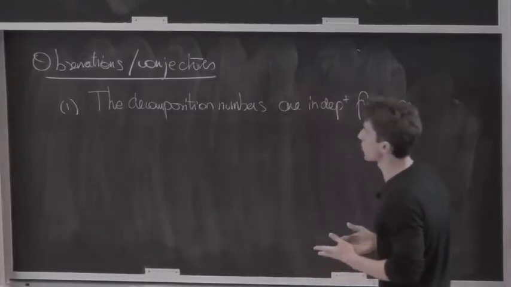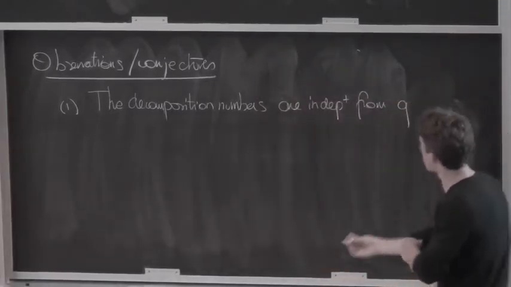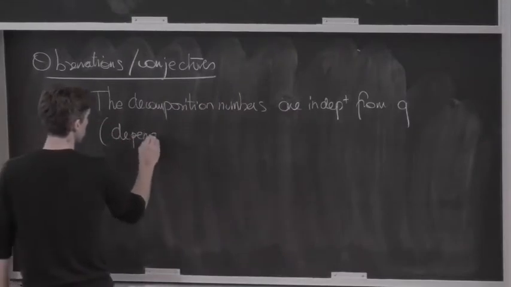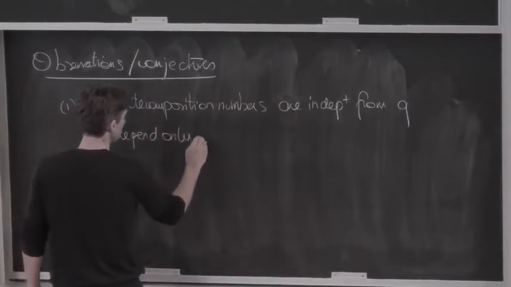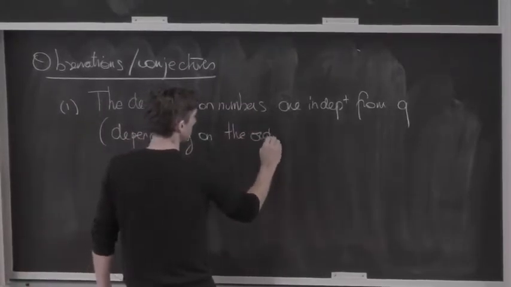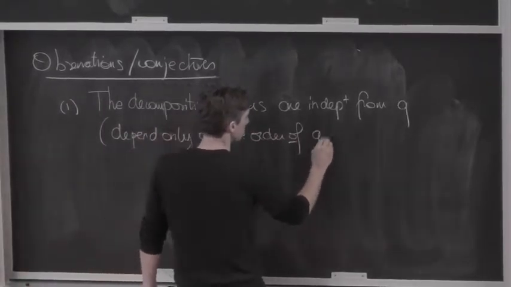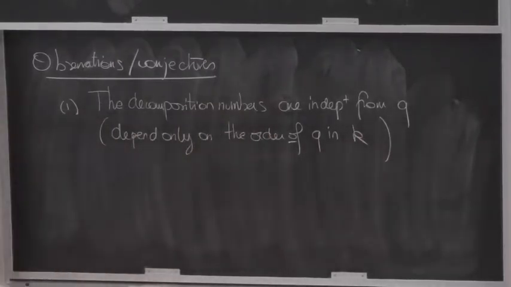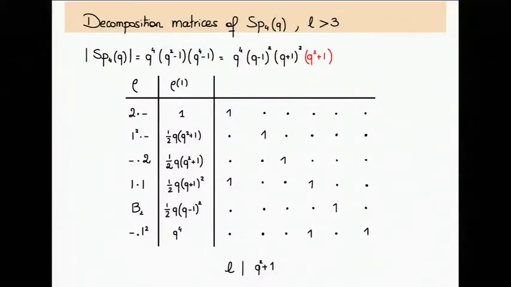Not completely, I mean, they actually depend only on this cyclotomic factor, so they depend only on the order of q modulo L, in this residue field. That's exactly saying which cyclotomic factor you divide; it's just saying what would be the order of q modulo L in F_L.